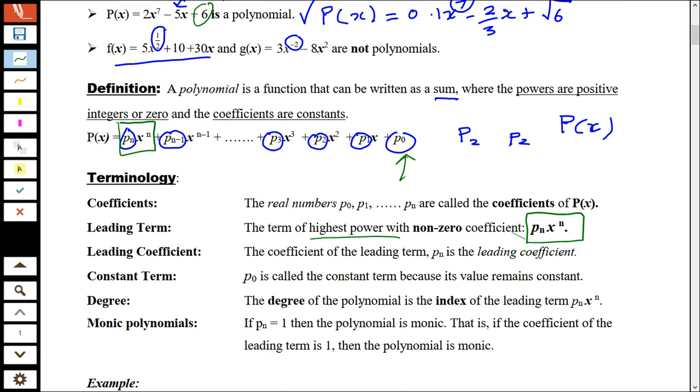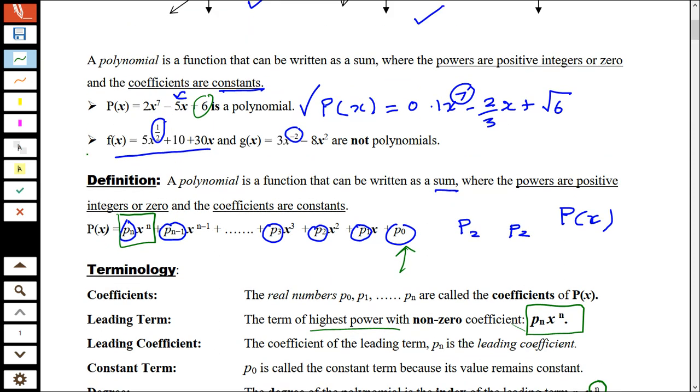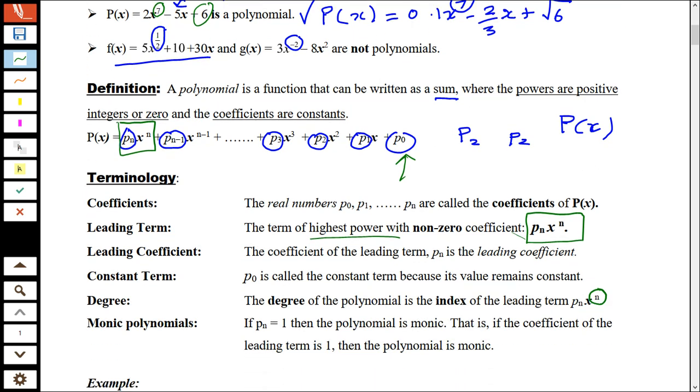The degree of the polynomial is the index of the leading term. So it's the index or power. So that means we're talking about the power of the leading term. Okay, so if you come back up here to the first polynomial we looked at, you can see the leading term has a highest power of 7. So we say the degree of that polynomial is 7. So the degree refers to the highest power of the polynomial.